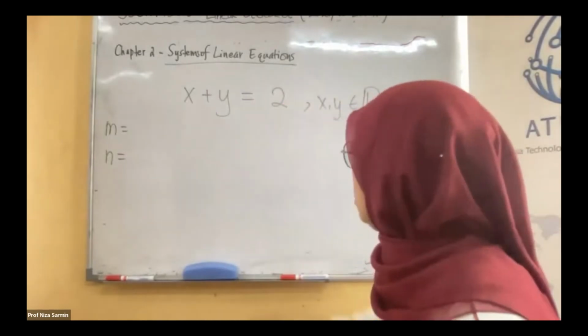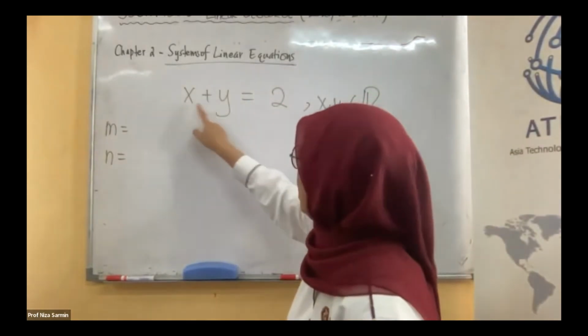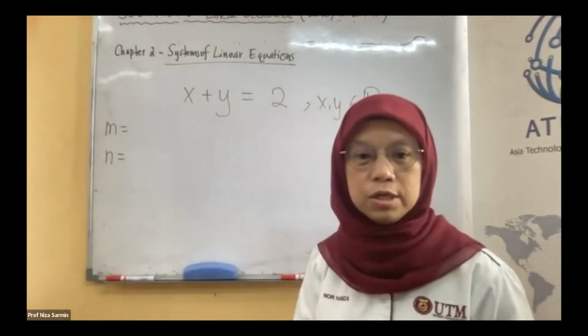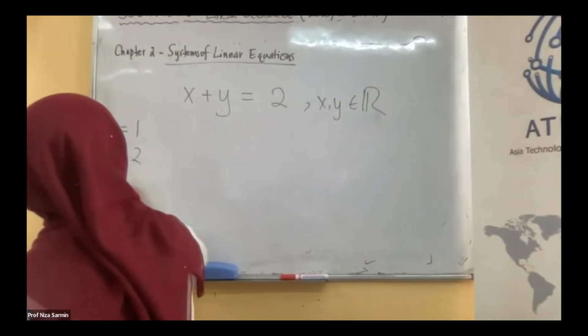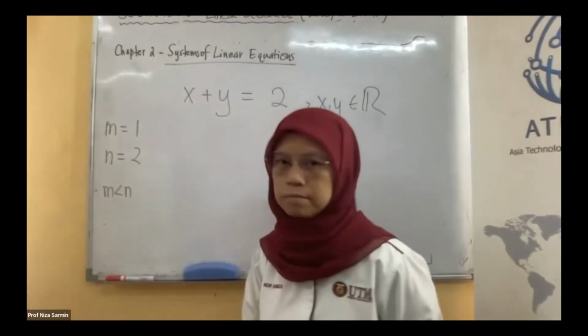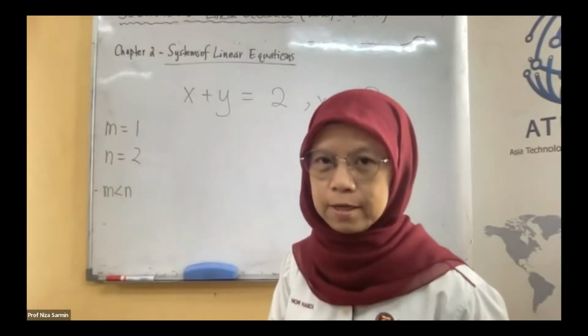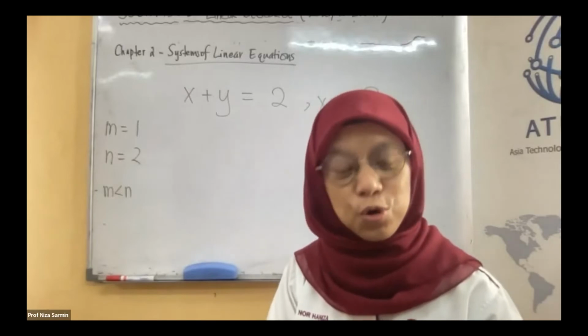Okay, so one equation, two unknowns. Yeah, one equation, two unknowns. So M is less than N. Right? And then tadi cakap no kan?